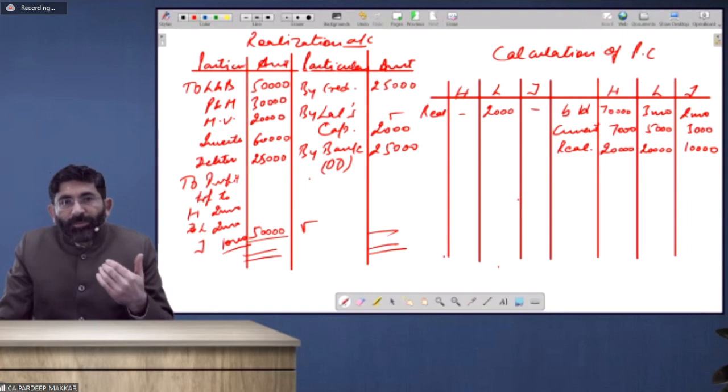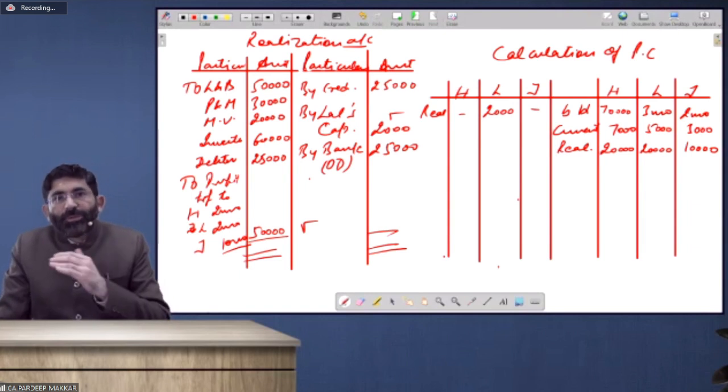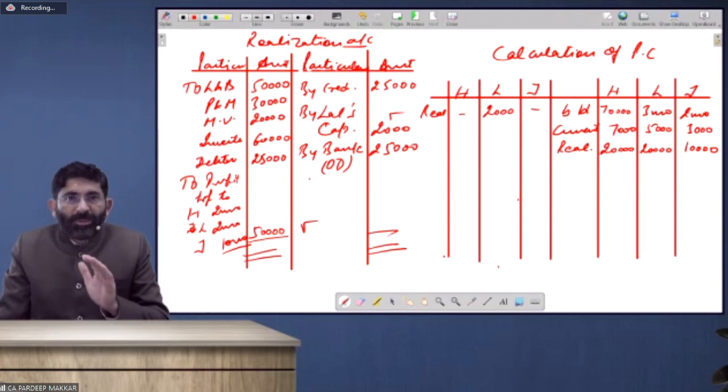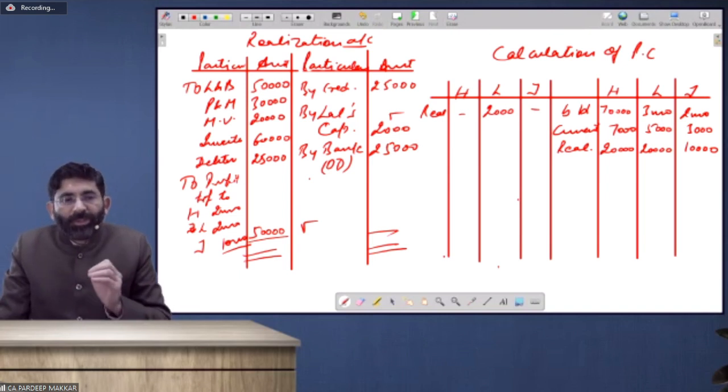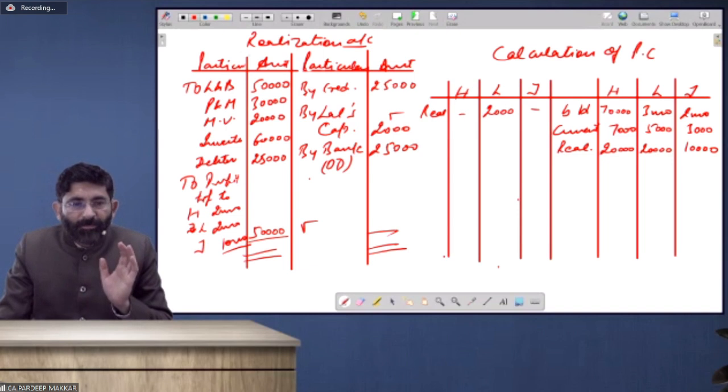What we are doing in the realization account, we are assuming there is no asset available with us, there is no liability available with us. How are we transferring all our assets and liabilities available with us to the realization account? By writing them off. You may see the realization account is debited and all assets are credited.